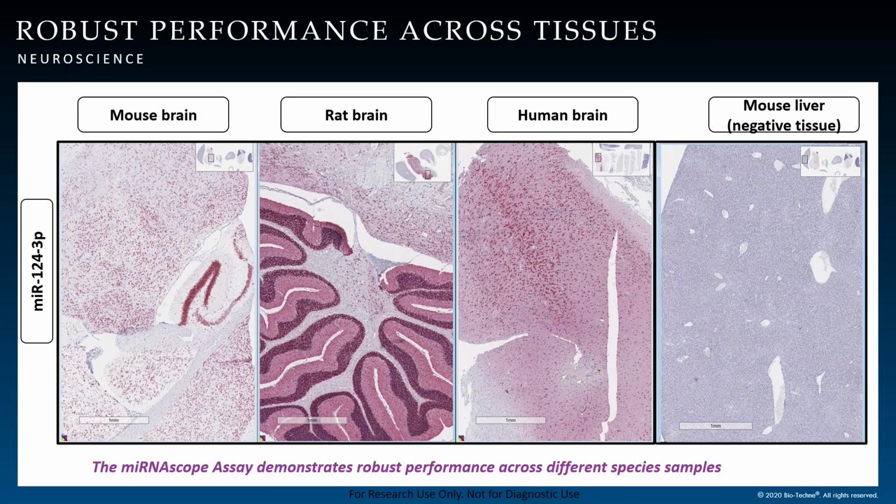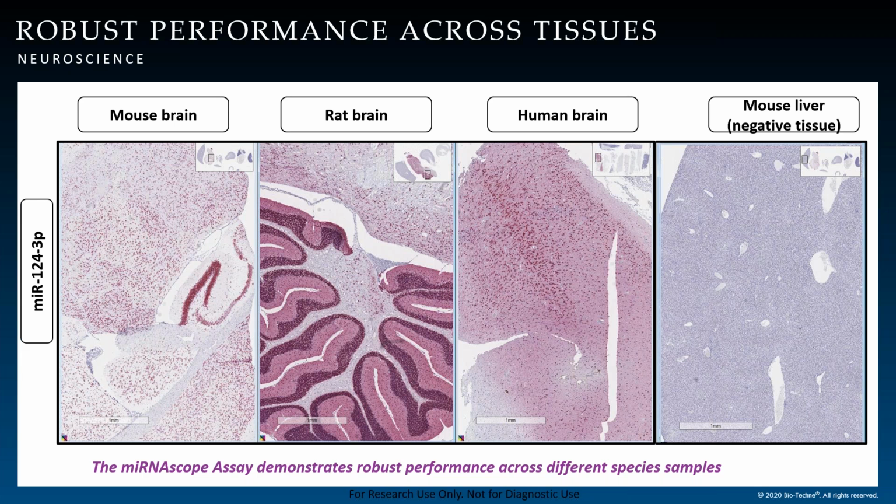Next, we're seeing miR124 across a variety of tissues. Again, showing how miRNAscope assay has the potential to be used across species and how robust this particular assay is. So first, we have on the left is a mouse brain, which we've shown a few images. And you can see here very nice expression in the hippocampal region. Next is the rat brain. In the rat brain, we see strong enriched signal in the cerebellum. And this is a particular human brain section that we're also seeing very nice staining of miR124 3P.